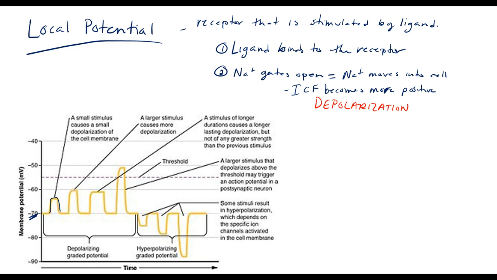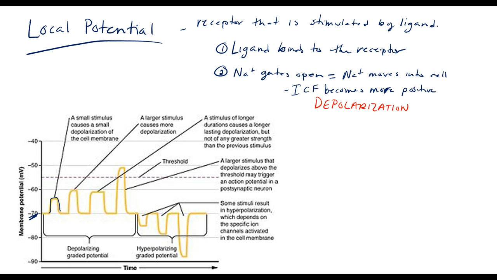And what's cool about local potentials is that the strength of the local potential is directly correlated to the strength of the stimulus. Usually it's not super strong. It's not enough to stimulate an action potential, which is why it's called local. And because it's not strong enough to stimulate an action potential, we can say that it is decremental. Decremental means the signal is going to weaken as it spreads. I'm going to go over all this stuff again at the very end after we talk about action potentials, and we'll compare and contrast the two.